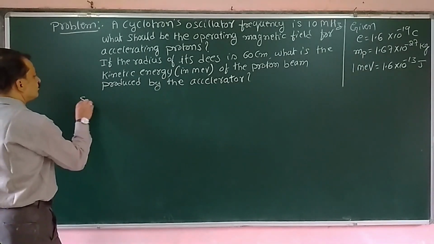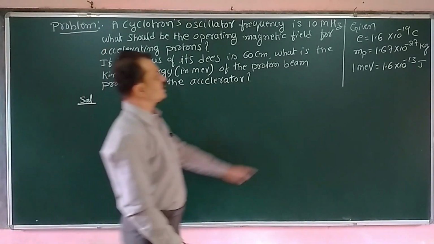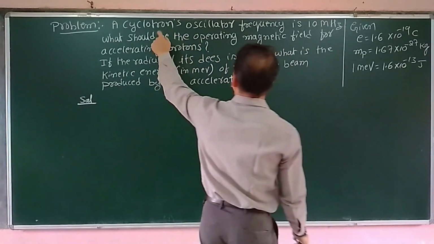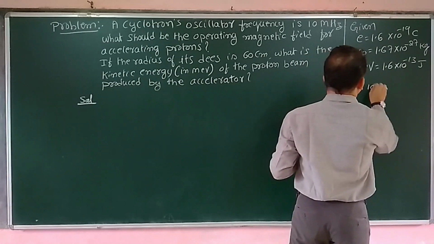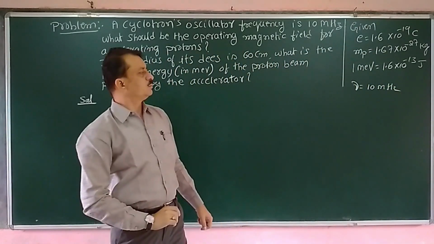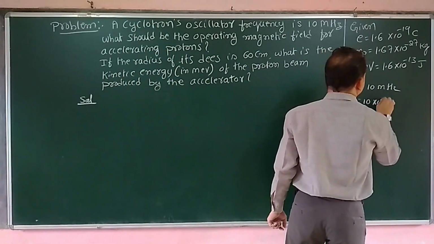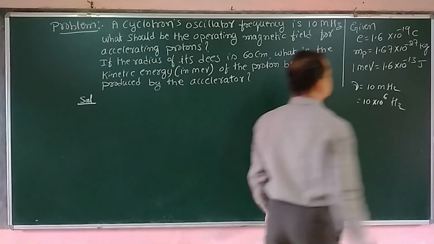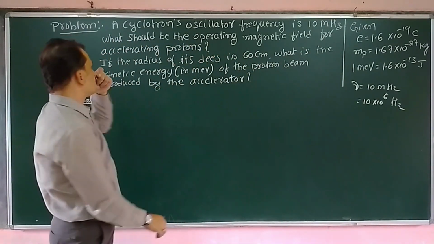Now, solution. We will list out the given things. Here already 3 items are given. From this one, the frequency is given. The frequency is 10 megahertz. That is equal to 10 into 10 to the power of 6 hertz. What should be the operating magnetic field we have to calculate?